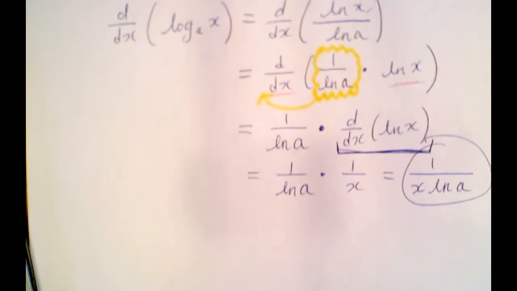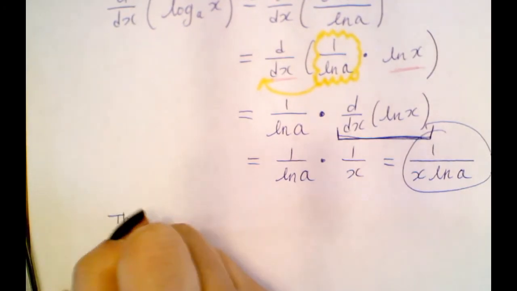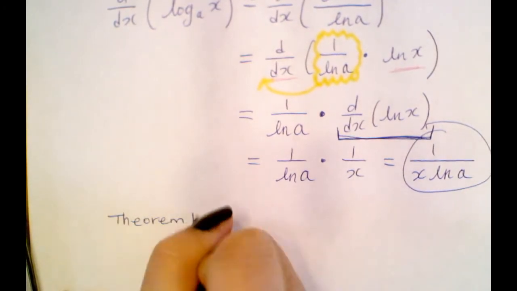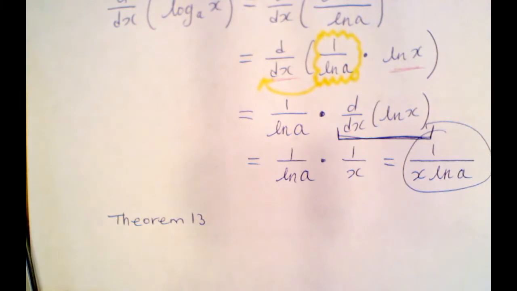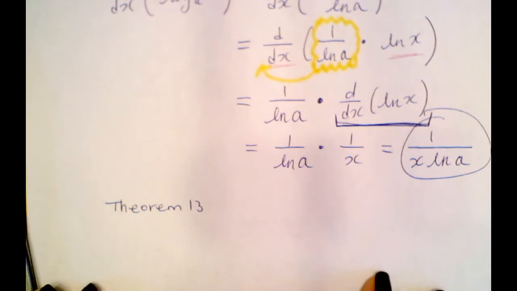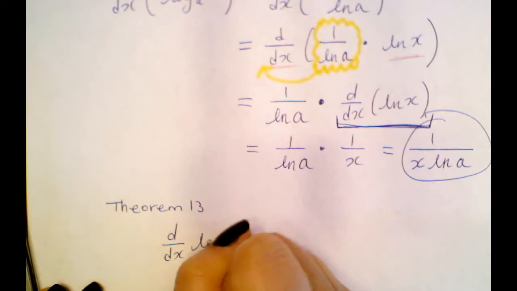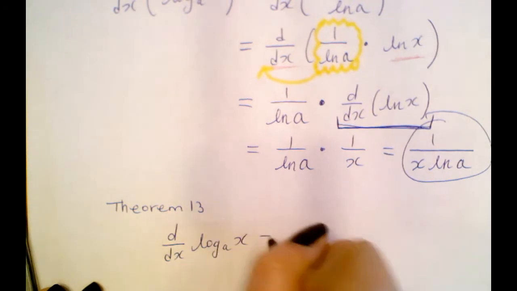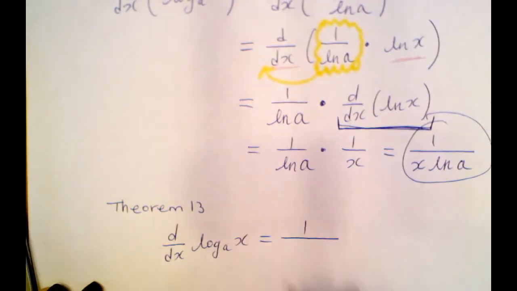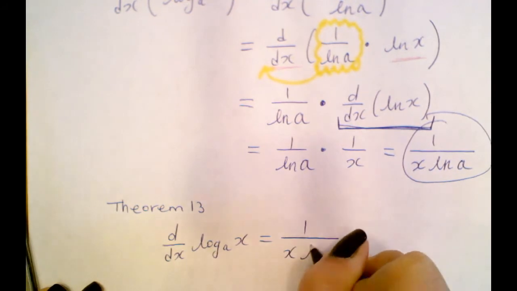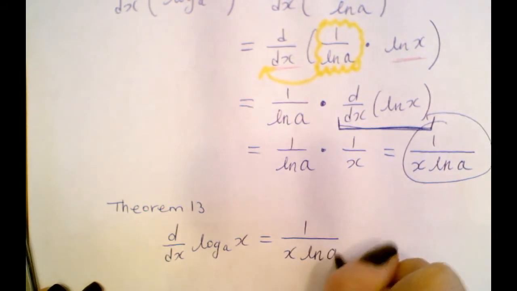So let's write this down. And in the book, it's called Theorem 13. I love using this change of base formula because it's not that complicated, and I think I will keep on doing that. All right, anyways, what's that theorem? It is that the derivative of log base a of x is equal to 1 over the argument times natural log of that base a.